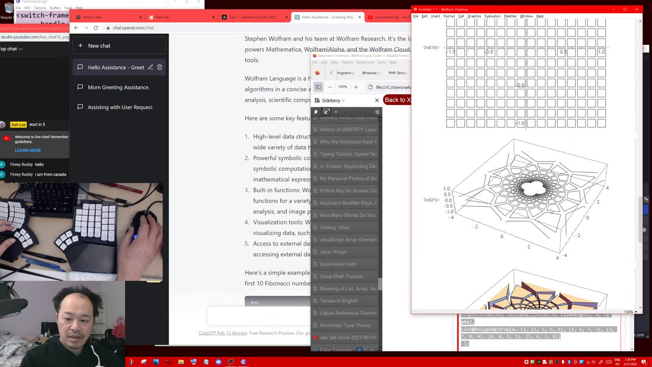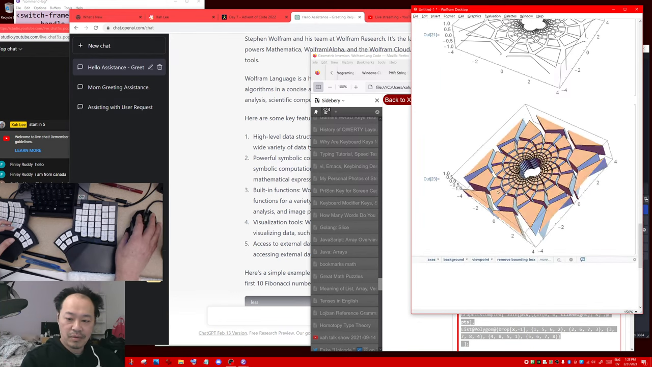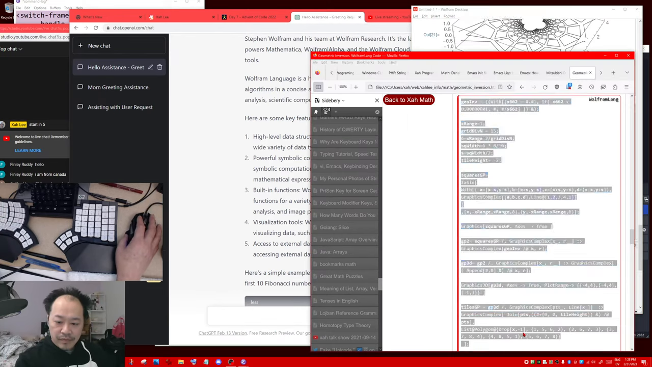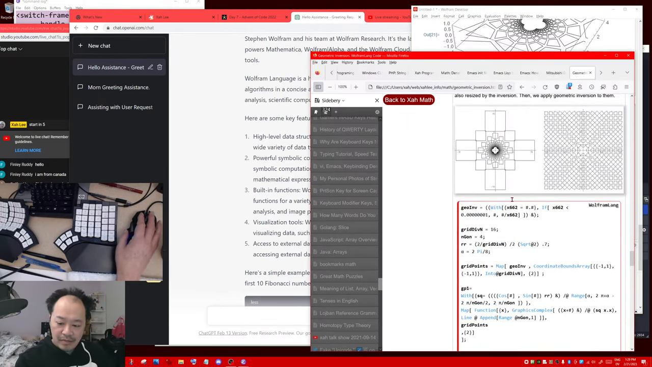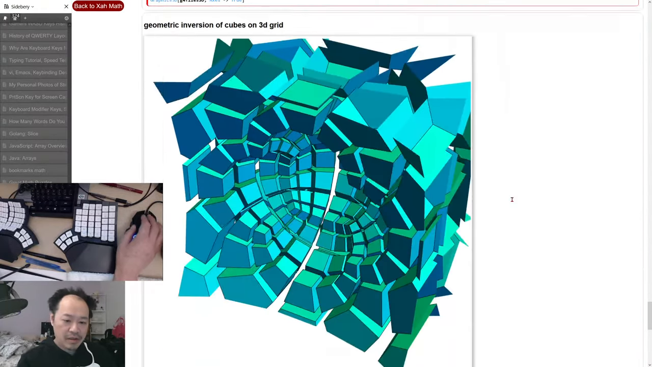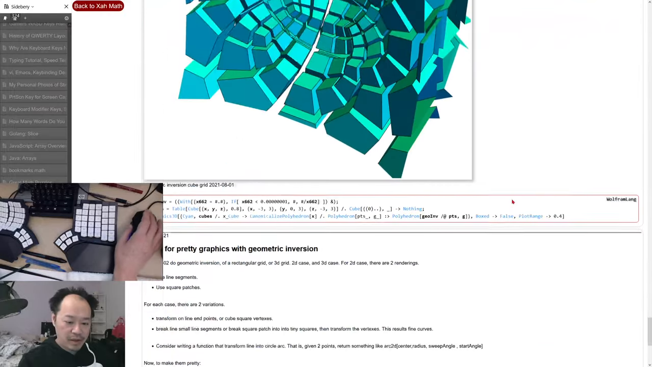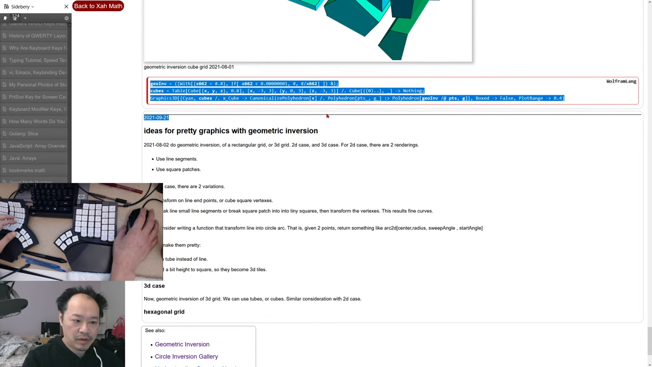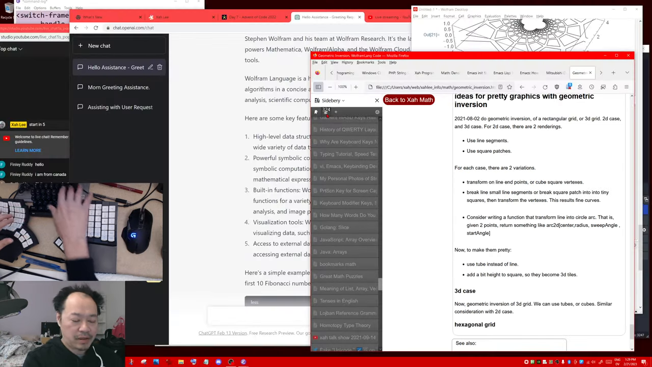Okay, so you can see this is the three-dimensional version of the thing. Beautiful. Then we did all that previously. Now we want to do, let's do it, okay? Wolfram Language, so copy, close.